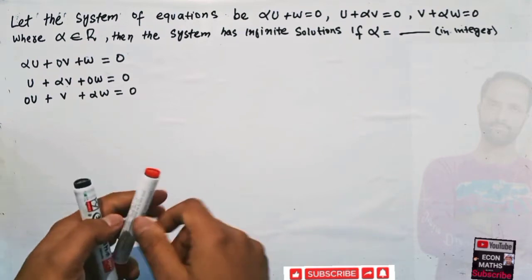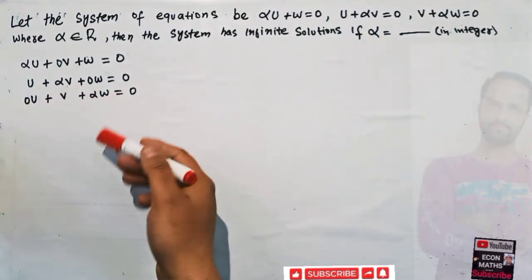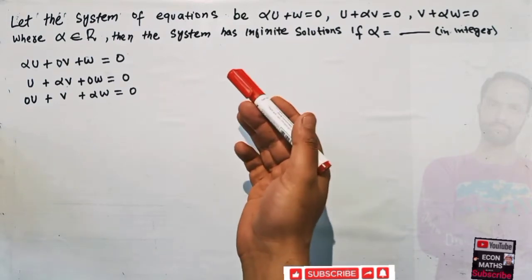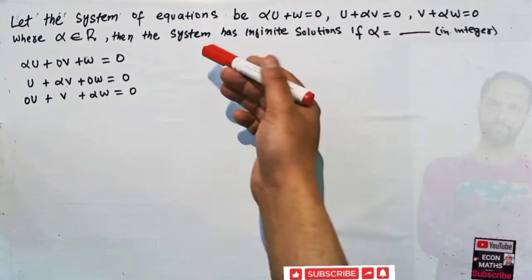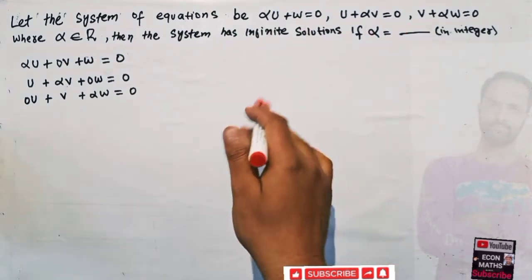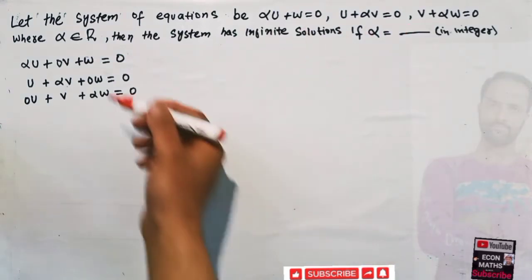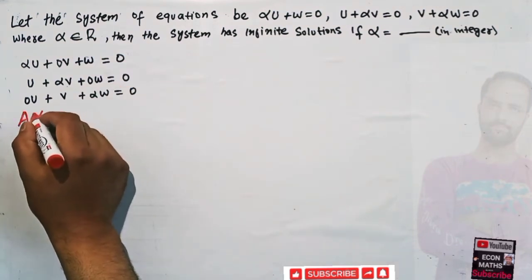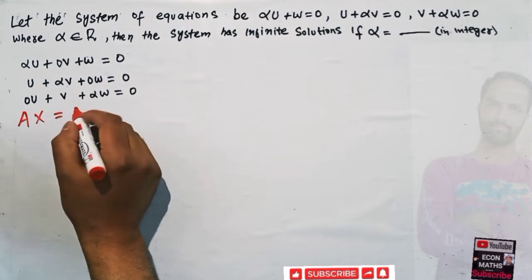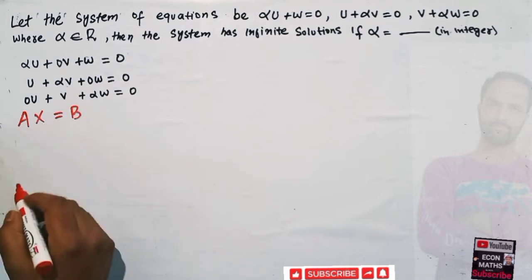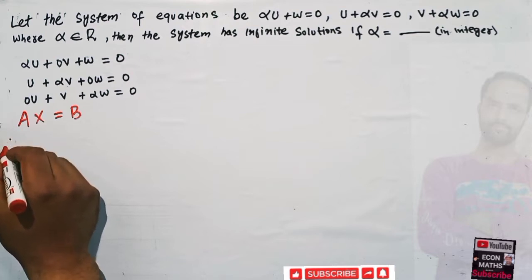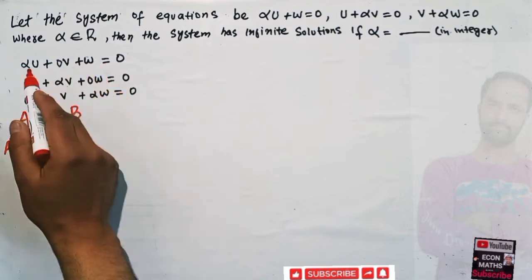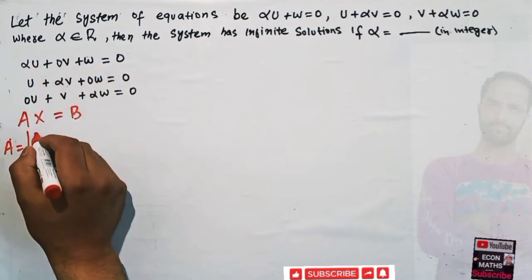So what will we do? We will write the system of equations in matrix form and use Cramer's rule in finding the value of alpha, so that this system of equations has infinite solutions. Writing them in matrix form means we write it like this: A x is equal to b, where this A is the coefficient matrix. So I will write here our A is equal to the coefficient of u, v and w. Here the coefficient of u is alpha.